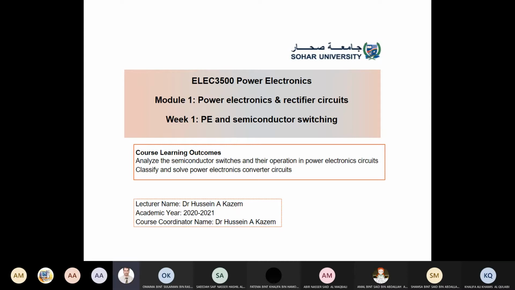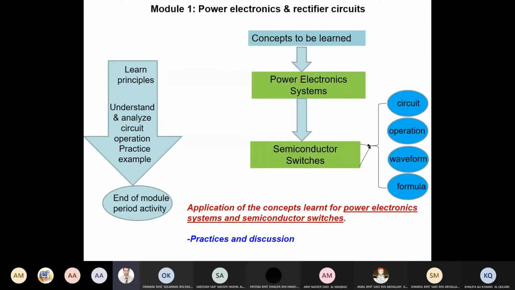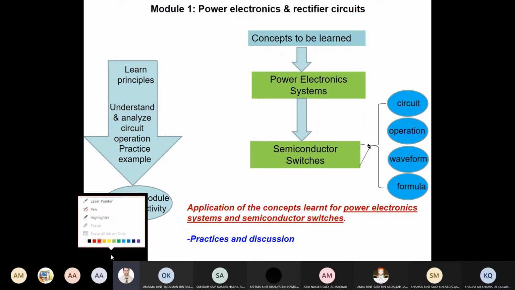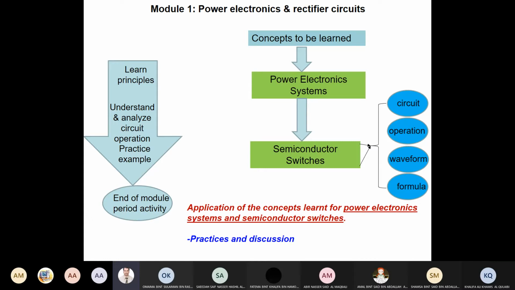Now, power electronics. Today we will give an introduction to the topic. What is power electronics? In this week, we have two topics to cover: the fundamentals of power electronics, what the subject is and what it contains, and the second issue, semiconductor devices. I will revise what you already studied in different courses related to semiconductor switches.